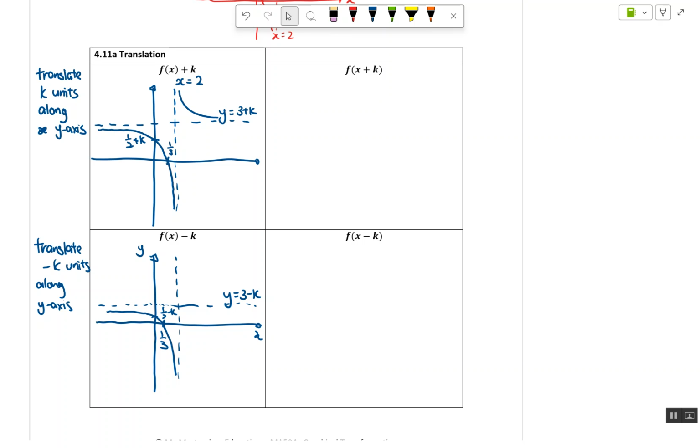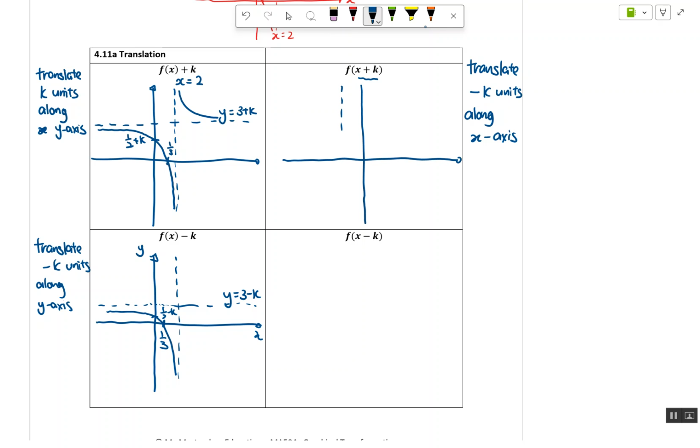Okay, if you see y equals f(x plus k), can you see the plus k is to the x inside? In this case, it is a translate. Translate means move, but it's in the opposite direction, negative k units along the x-axis. That means it moves to the left. So the vertical asymptote will move to the left. x equals 2 minus k. It moved to the left side. Understand? But the y asymptote doesn't change.